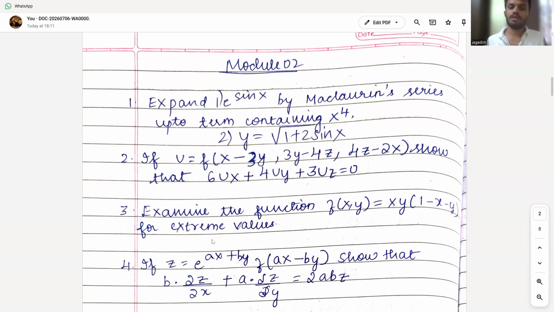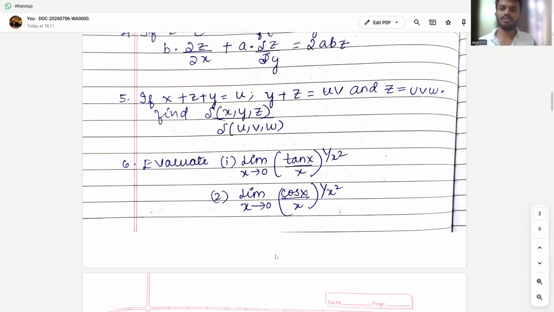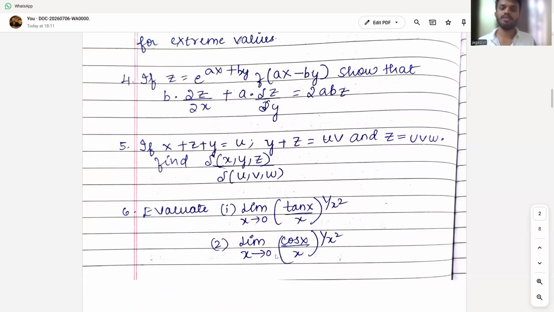Next, this is also very important. If z is equal to e raised to ax plus by into the function f of ax minus by, show that b into dou z by dou x plus a into dou z by dou y is equal to 2abz. You need to differentiate the terms and prove that this expression is equal to 2abz.